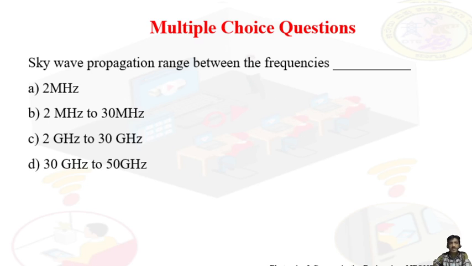Next is multiple choice. The sky wave propagation ranges between the frequencies: 2 megahertz to 30 megahertz, 2 gigahertz to 30 gigahertz, 30 gigahertz to 50 gigahertz. The sky wave propagation ranges from 2 megahertz to 30 megahertz. Option B is the correct answer.